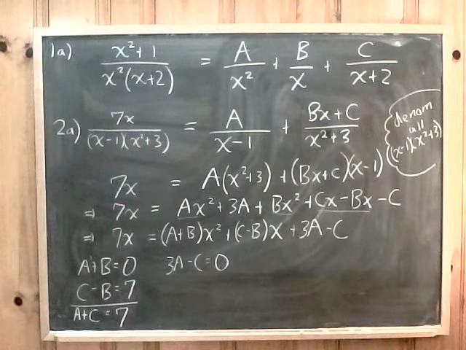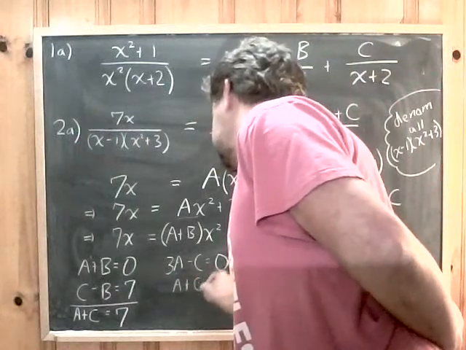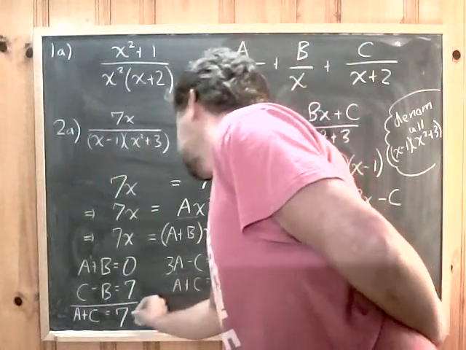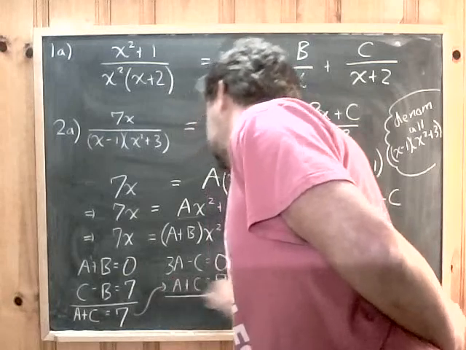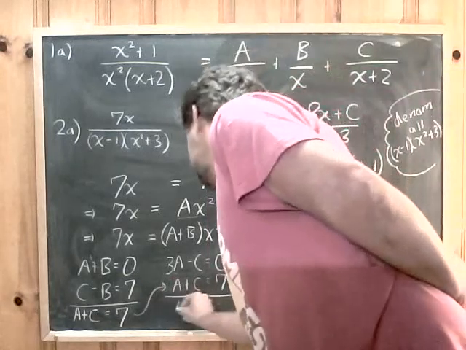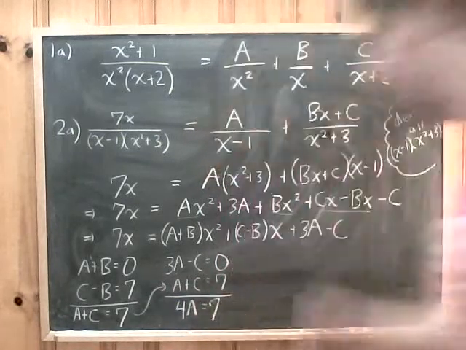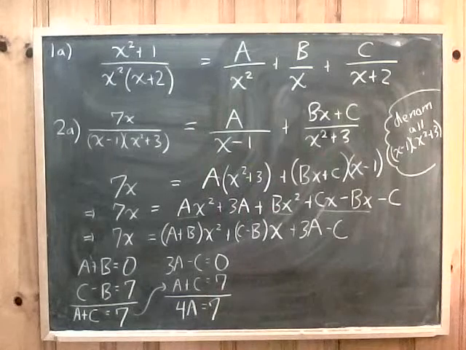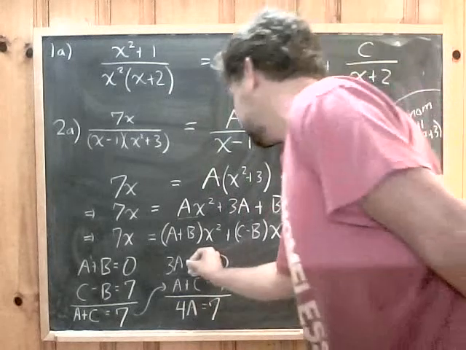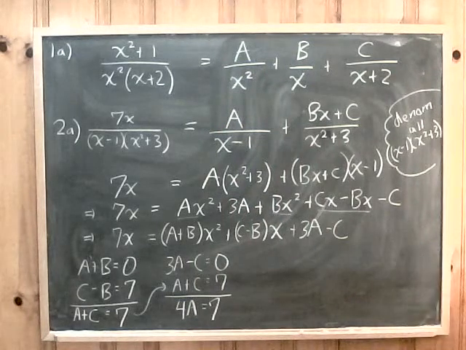So then I notice I could write that one underneath this one. A plus c equals 7. I just moved it over there to see it better. And adding those 2 together, I get 4a equals 7. Because now the minus c and the c canceled out. That's a minus. So now I have a. A is equal to 7/4.